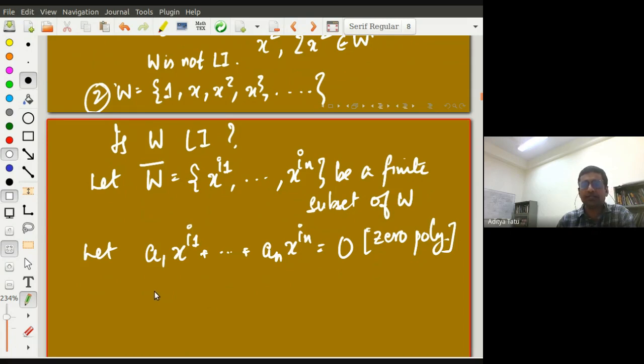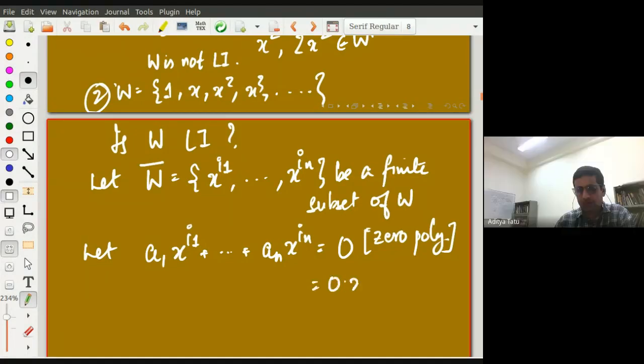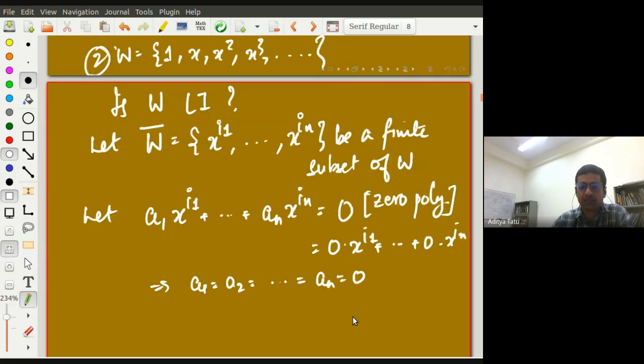So when can you say two polynomials are equal? When all the terms are equal, all the coefficients are equal, right? So this implies a1 is equal to a2 is equal to a3 and so on up to aN is equal to 0. And that is what we wanted to prove, right? Yes, sir.